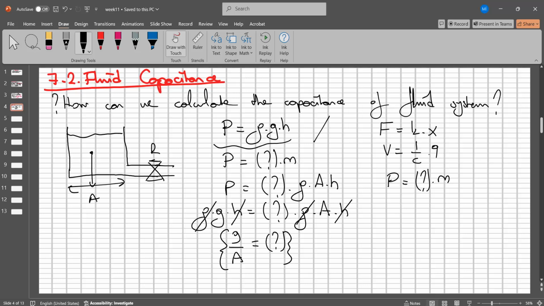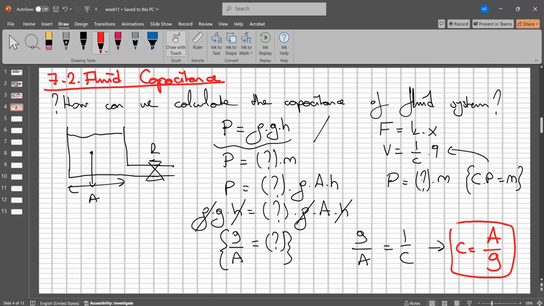These are the conclusion. See, just see that P equals the question mark times M, or Cp equals M, which is coming from this analogy model. And so this equals G divided by A, which equals 1 divided by C. Then we can conclude that this C can be calculated as A divided by G. Do you understand this formula?